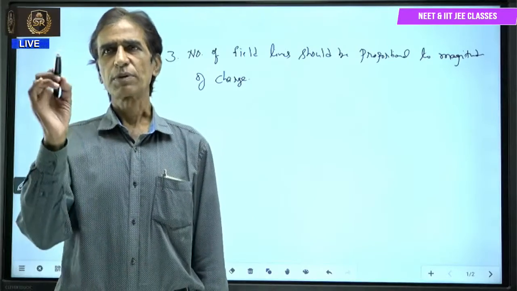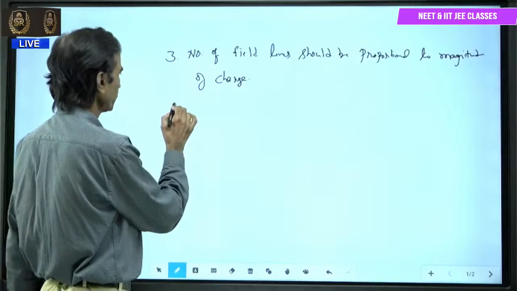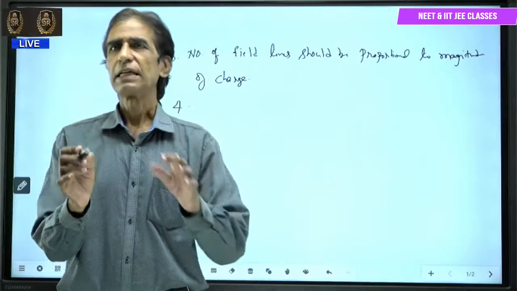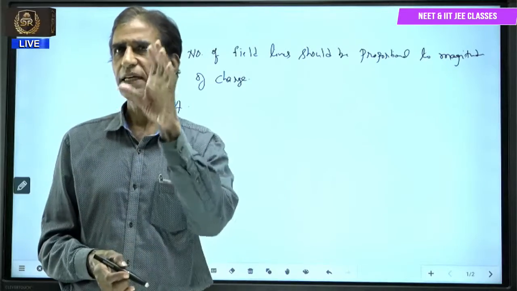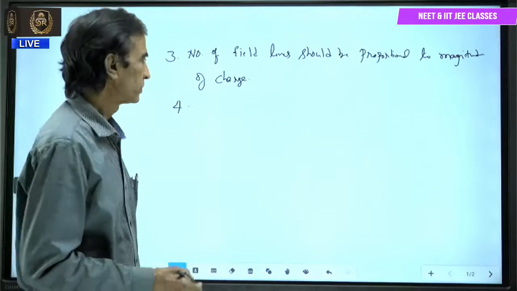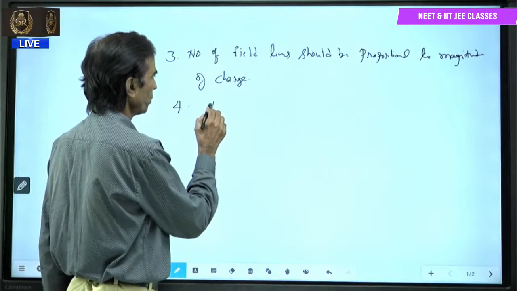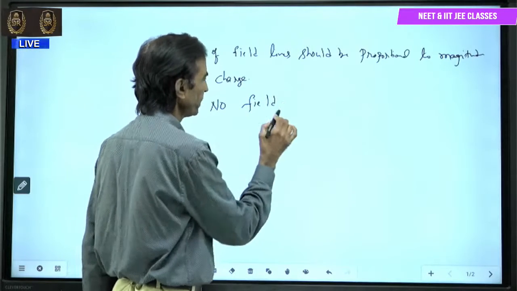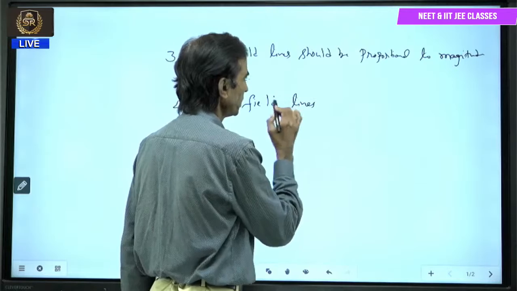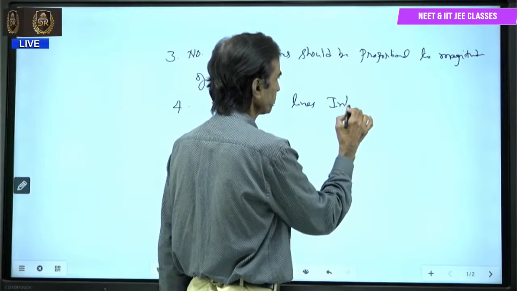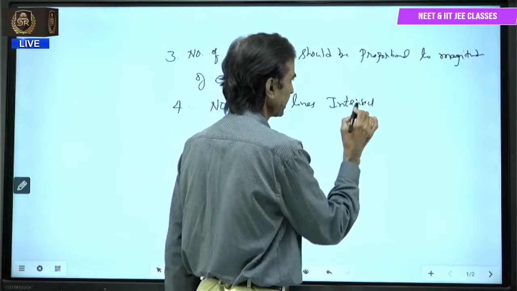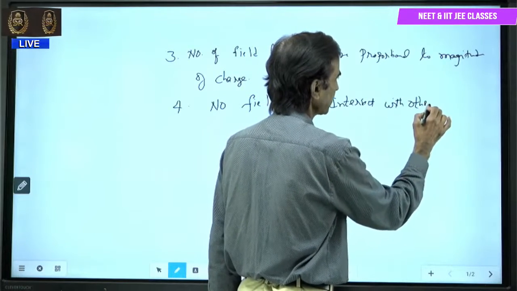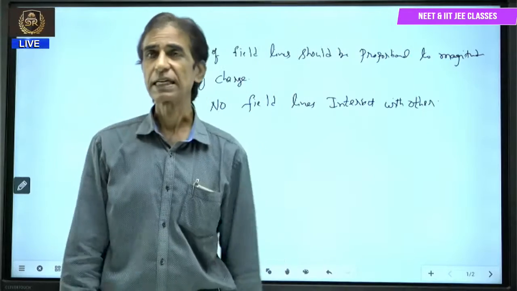Next, rule number 4. The fourth rule: no field line should intersect with each other. No two field lines intersect with each other. Why should they not intersect?